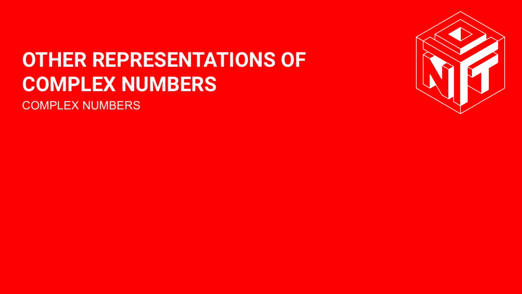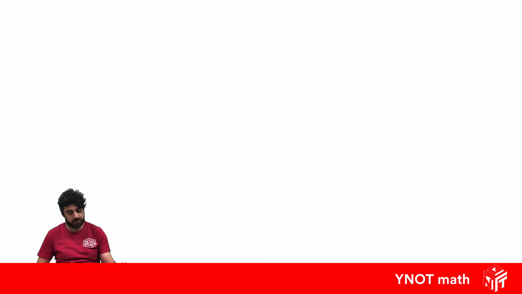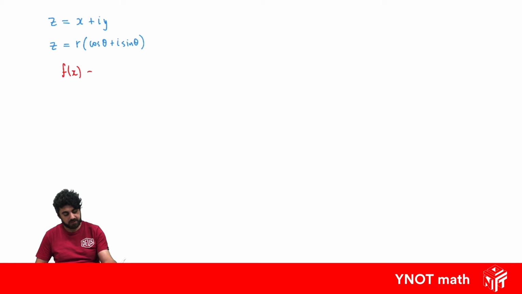Other representations of complex numbers. So we've already seen complex numbers being represented in Cartesian form, so z equals x plus iy, and in mod-arg form, that z equals r times (cos theta plus i sin theta). And now we're just going to do a little bit of investigating on a function, f of x equals cos x plus i sin x. So very similar to the mod-arg form, but we've just left out the r.